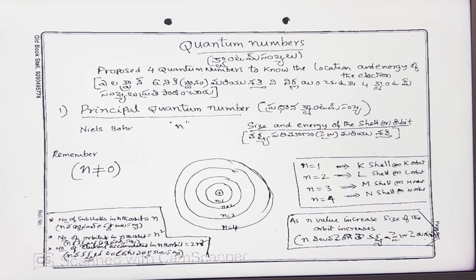Four quantum numbers were proposed to locate the electron in an atom and know the energy of the electron in an atom. The four quantum numbers are nothing but the address of the electron in an atom, determined by these four quantum numbers. For example, a person is there in some village. If a postman wants to give a letter to that person, how many clues should the postman know?